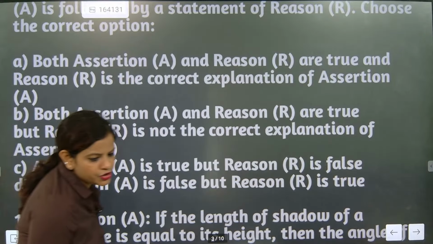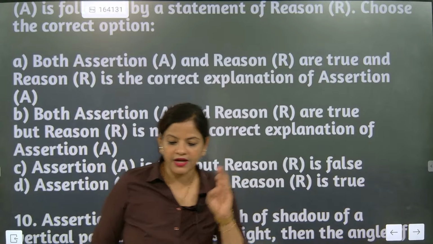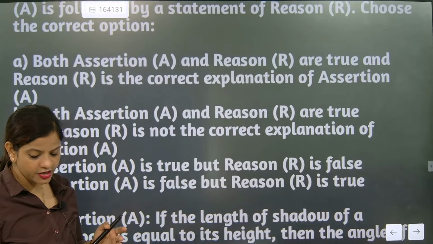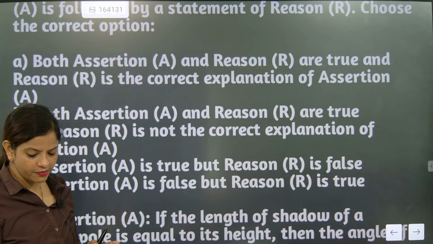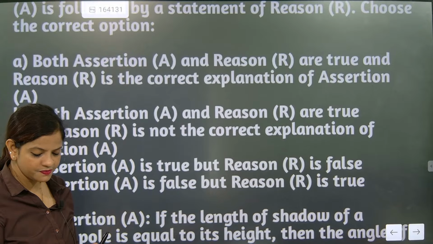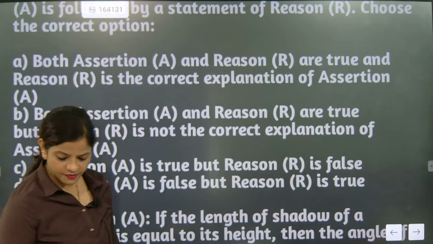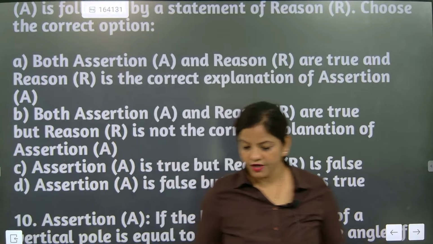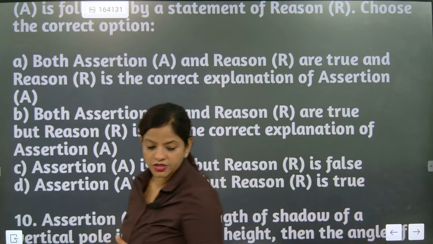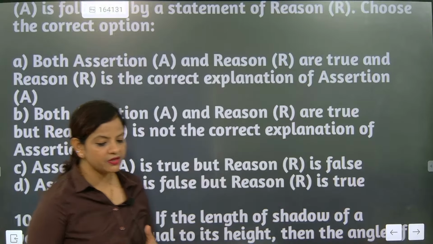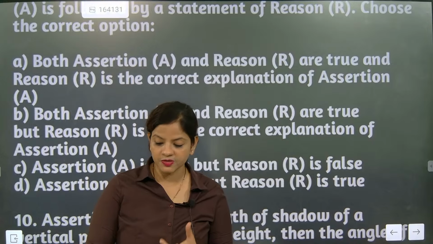When assertion is true and reason is true, and the reason is exactly what explains the assertion, this is exactly the most important part. Got it? So here assertion is true, reason is true, and the reason is going to explain the assertion.